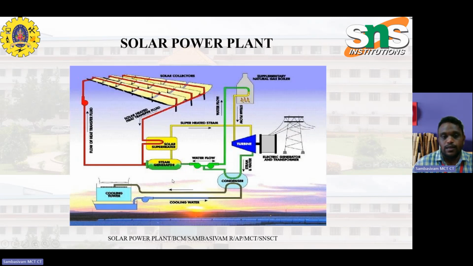The plant can burn natural gas to heat the water and create the steam to generate electricity. This picture shows how the solar plant works. The solar collectors collect the heat, which is transferred to the fluid and superheated, and the steam generator creates steam. The superheated steam is transferred to the turbine, which rotates. The steam and water flow to the condenser, where the hot water is cooled by cooling water from the tank and combined together. The rotation of the turbine drives an electric generator. Once the electricity is generated, it is transferred via a transformer.